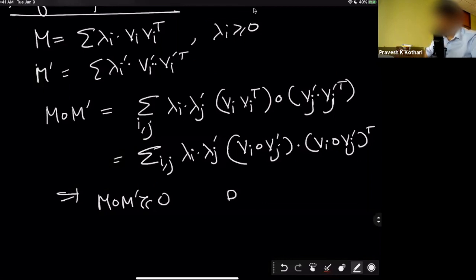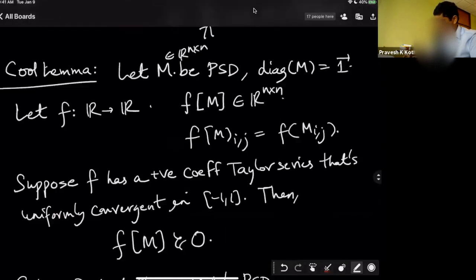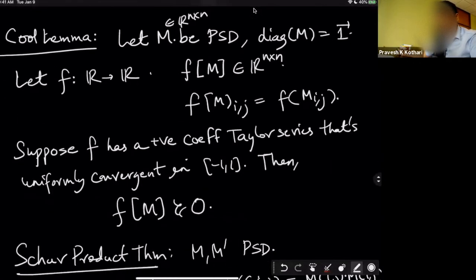We are done with the proof of the cool lemma. So let's recall what the cool lemma was. The cool lemma said that if you have a univariate polynomial, or in fact, more generally, a convergent infinite series, uniformly convergent in -1, 1, and let's say all of its coefficients are non-negative, then if you apply this univariate function entry-wise to a PSD matrix, the resulting matrix must also be positive semi-definite. That's what we've learned. Good.